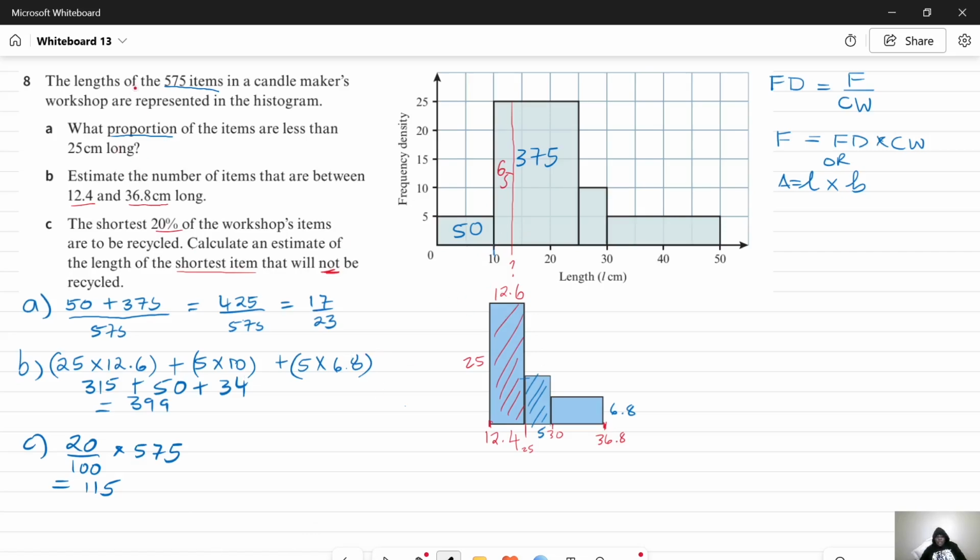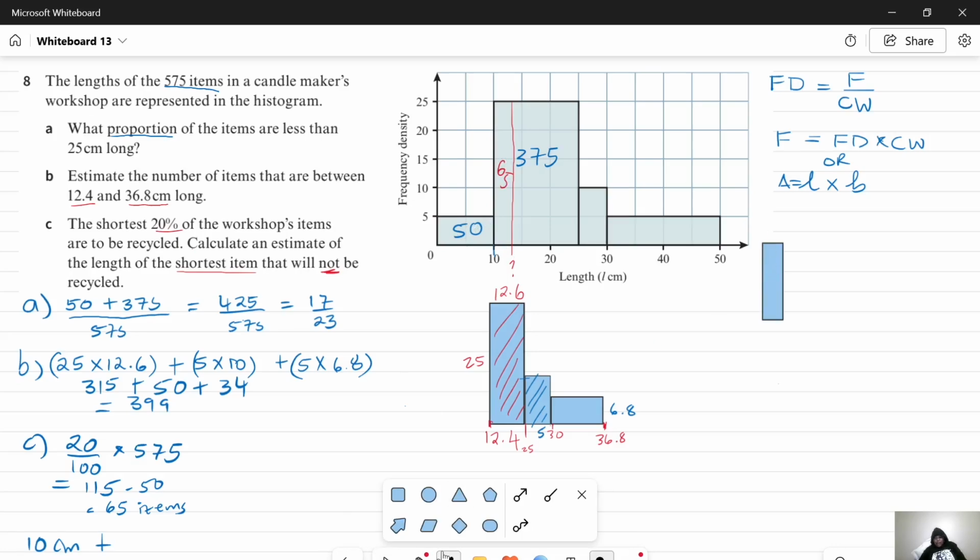We already see we have 10 centimeters there, so part of our answer we already have. From this we take out the 50, because we already have the 50. So we have 10 centimeters so far of the items that will be recycled. We want to know the next part. What is the upper bound of this class that will be recycled to make up that 115? This is the 65 I'm talking about here, 65 items. I already know this is 25.